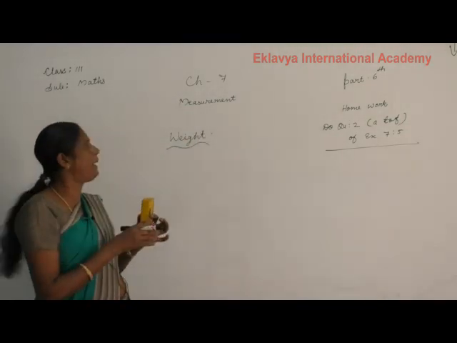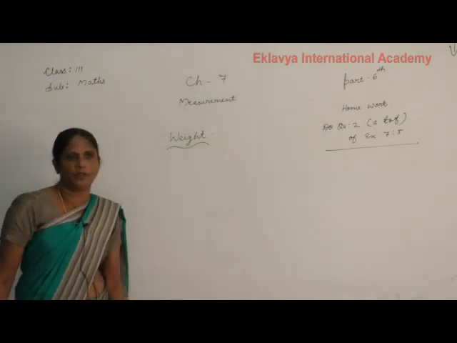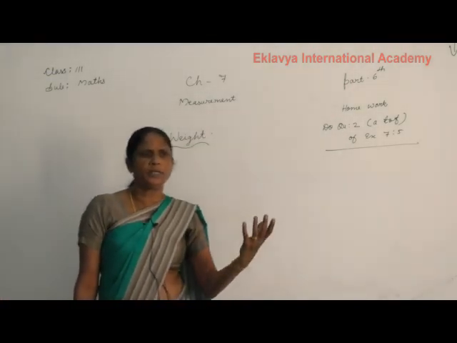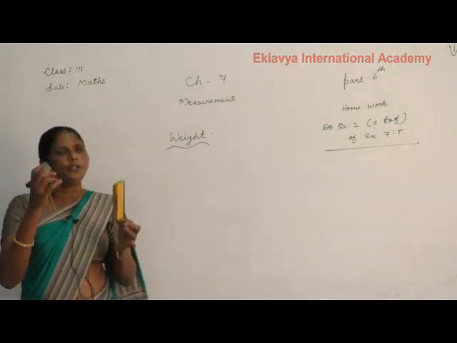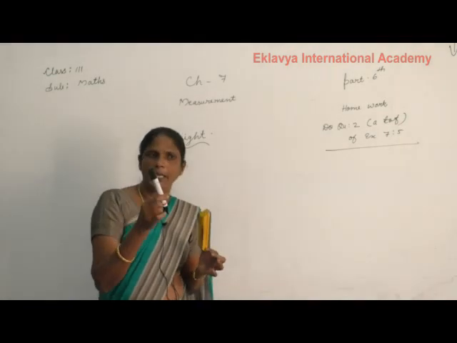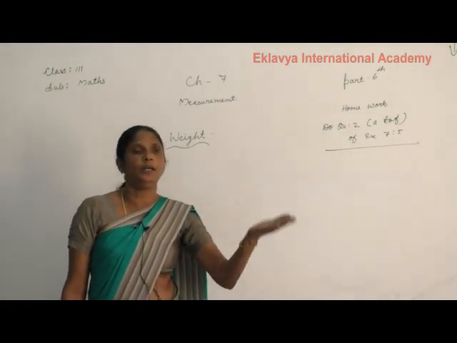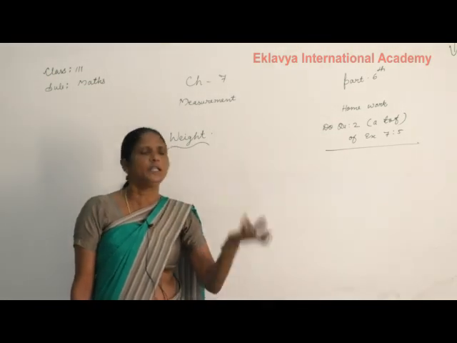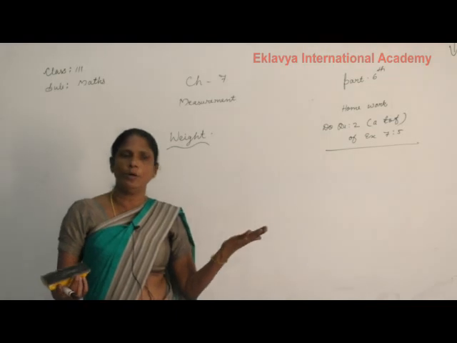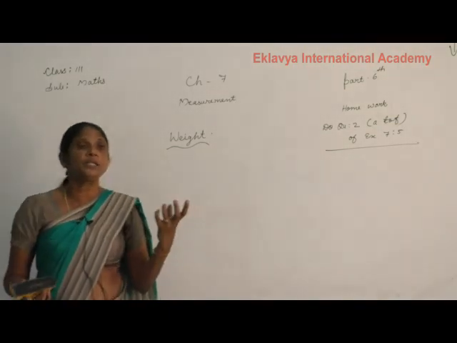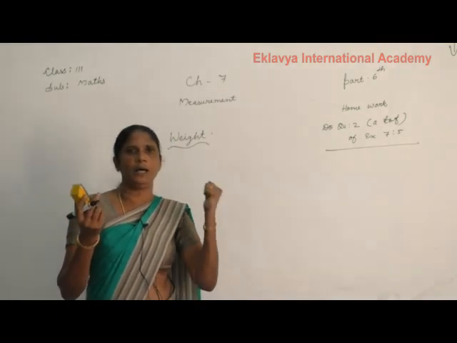The second part of the measurement is weight. We ask what is the weight of this duster, what is the weight of this pen, what is the weight of your chair, table, our maths notebook, our book. These are weights, mass. You also purchase rice and sugar by weight.